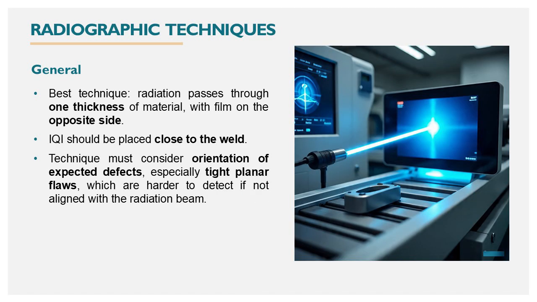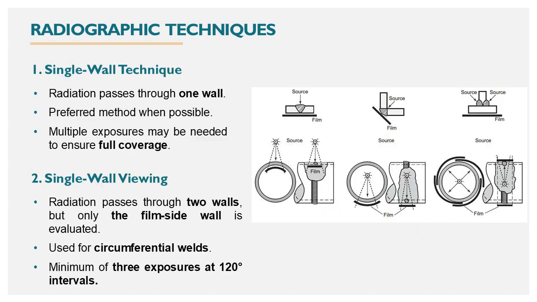Radiographic techniques. Generally, the best technique is one where radiation passes through one thickness of material, with film on the opposite side. The IQI should be placed close to the weld. The technique must consider the orientation of expected defects, especially tight planar flaws, which are harder to detect if not aligned with the radiation beam.